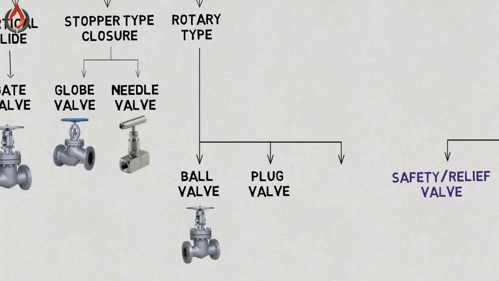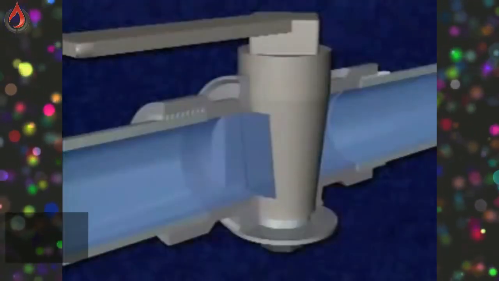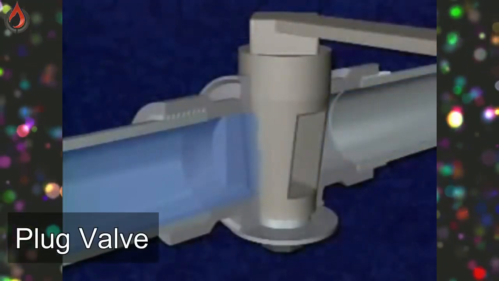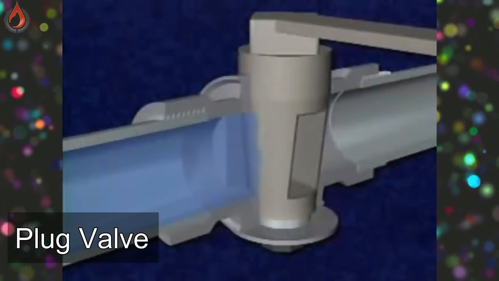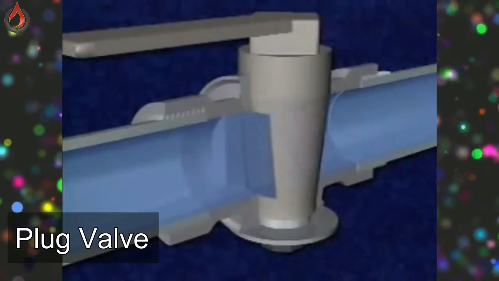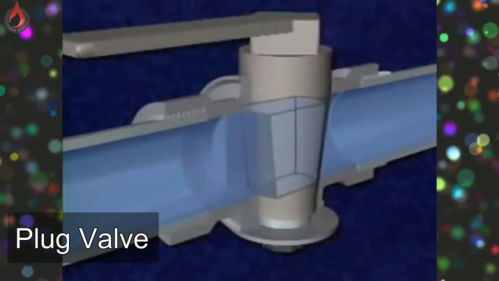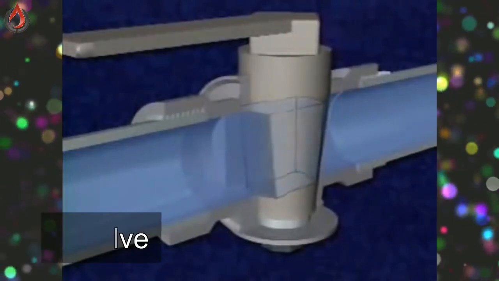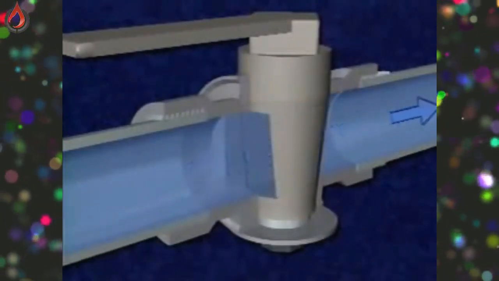Plug valve. Plug valves are generally used for the same full flow service as gate valve, where quick shutoff is required. They are used for steam, water, oil, gas, and chemical liquid service. Plug valves are not generally designed for the regulation of flow.